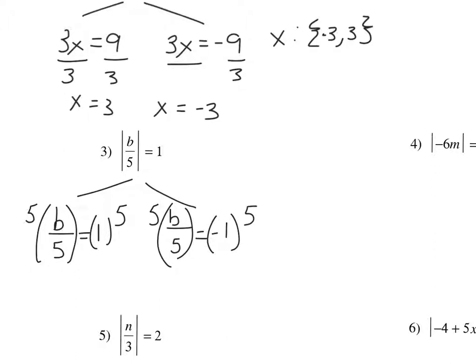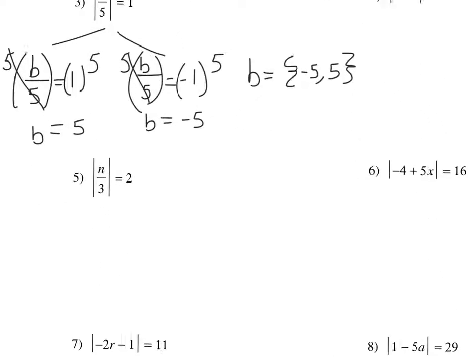And if you do that, you'd get your 5's canceling out there. That would just give you b equals 5. And your 5's cancel out there. That would just give you b equals negative 5. So your answer would be b equals negative 5, comma 5.